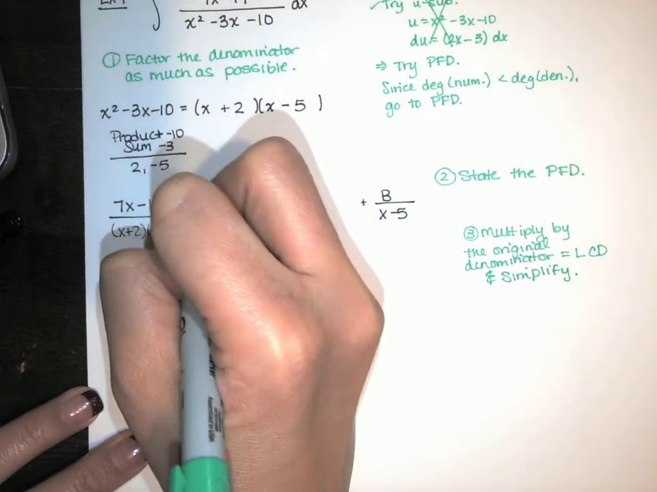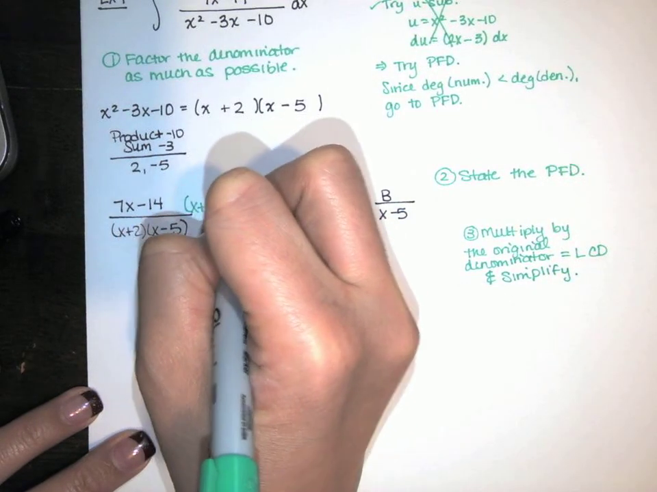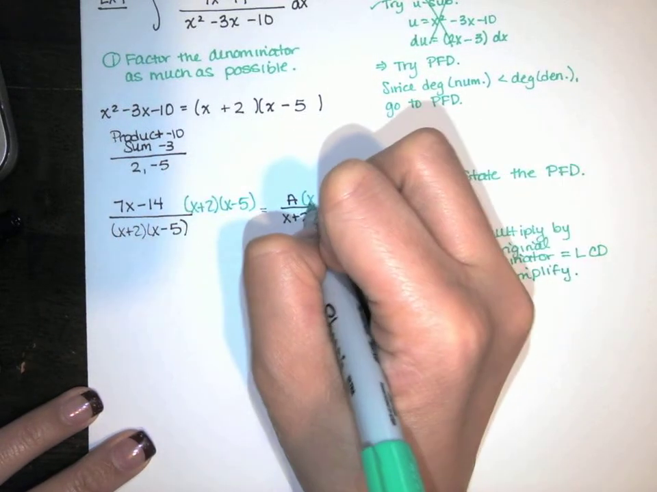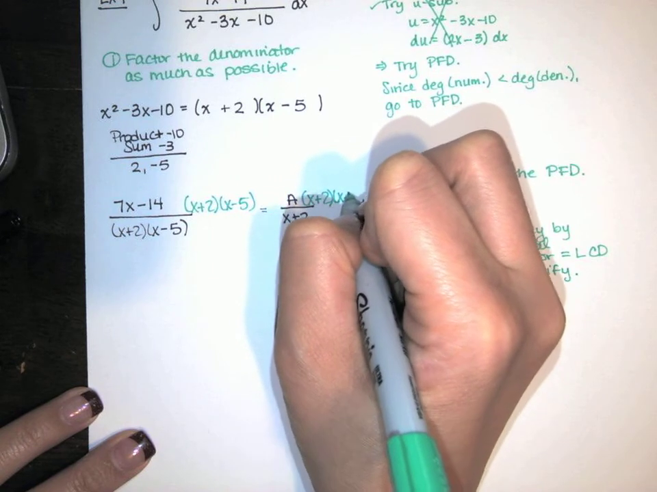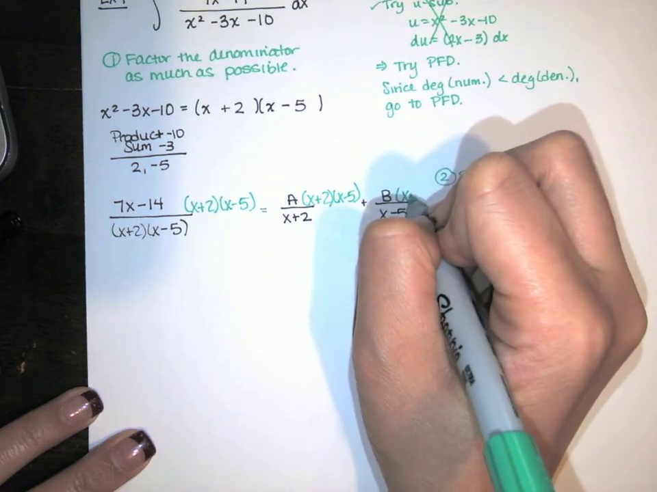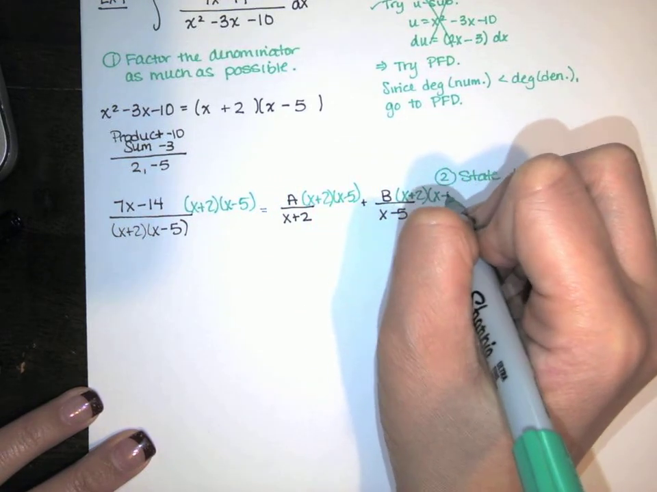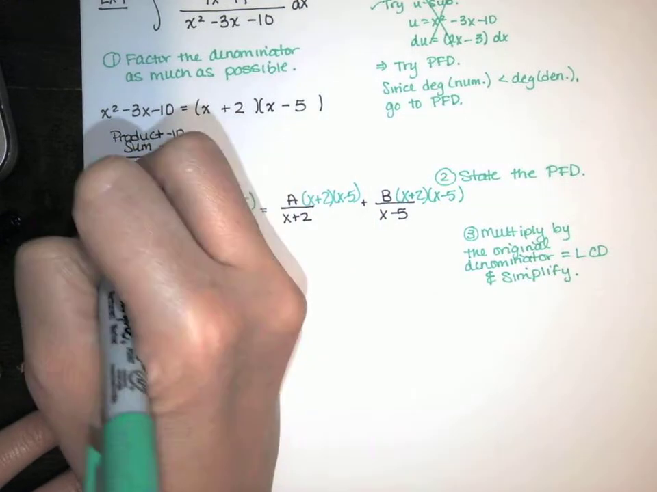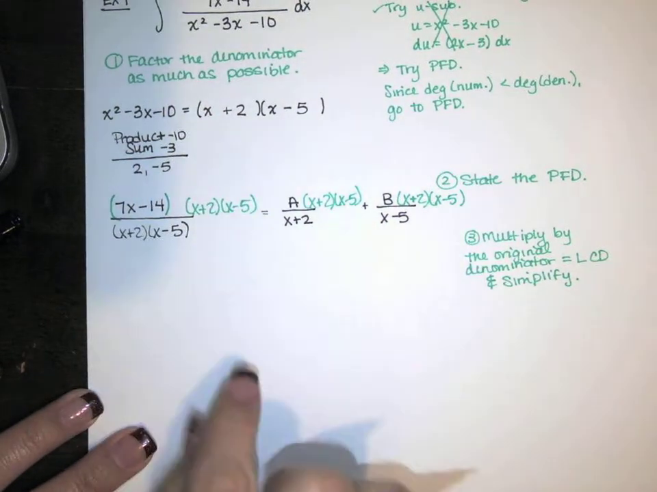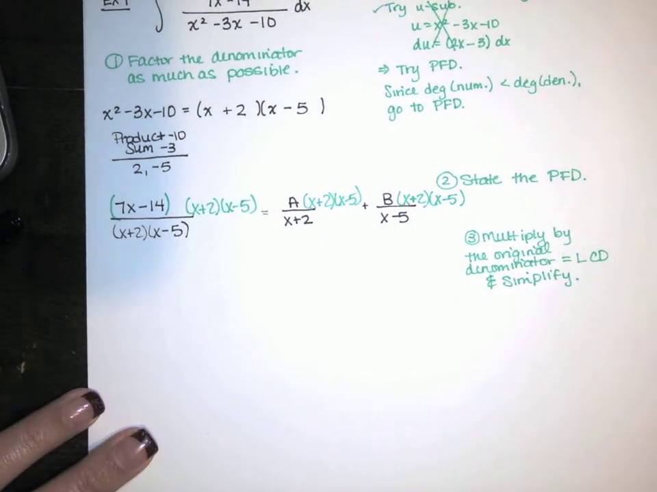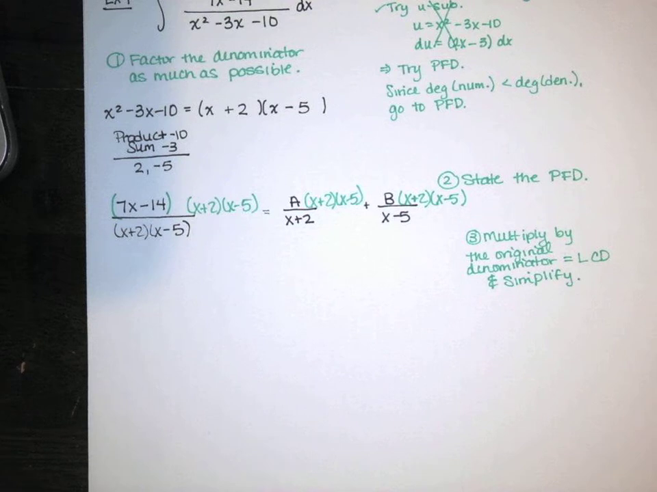So we multiply everything by x plus 2 times x minus 5. And this term gets multiplied by x plus 2 times x minus 5, and this term gets multiplied by x plus 2 times x minus 5. I remember that that's all in parentheses. That whole thing is being multiplied by that. And then I simplify where I can.